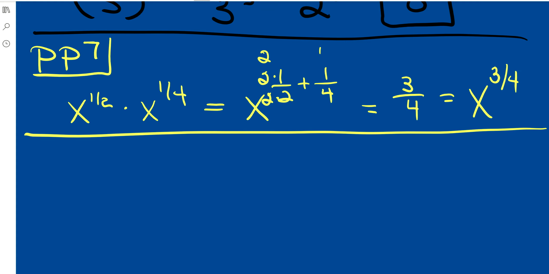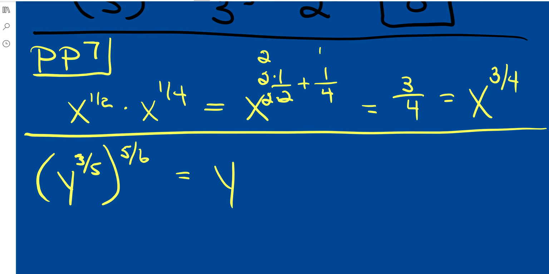Our next problem, B, is going to be, let me write it up first. Okay, so here we've got the power rule. All right, and let's do the power rule. So the power rule means we can multiply these two fractions. So that means it's going to be y to the 3 over 5 times 5 over 6. Okay, and that's going to end up equaling what?